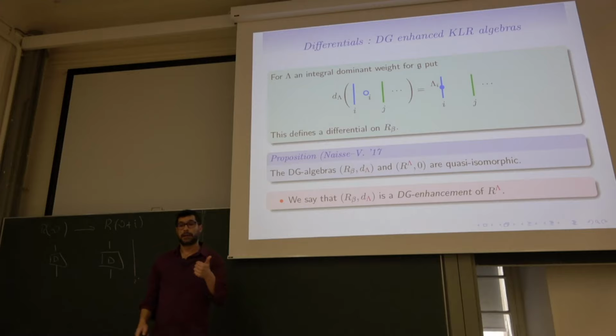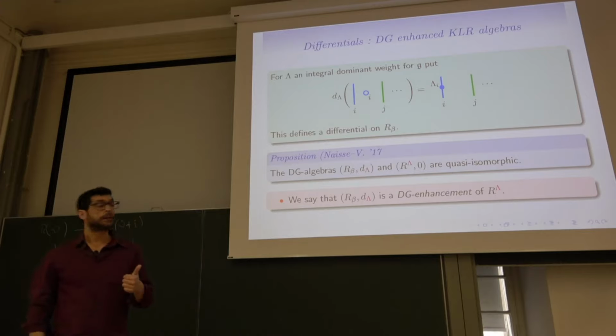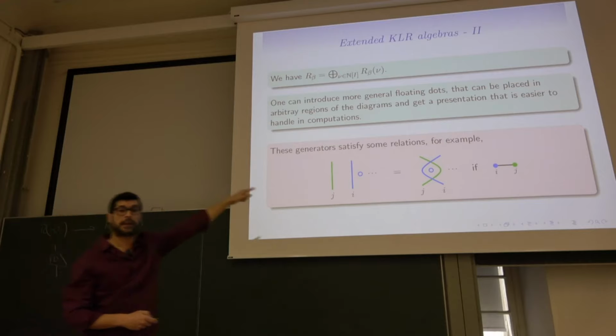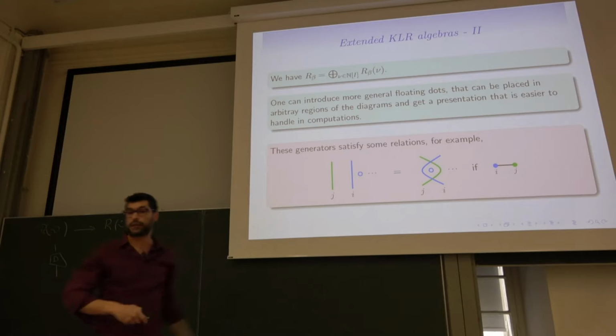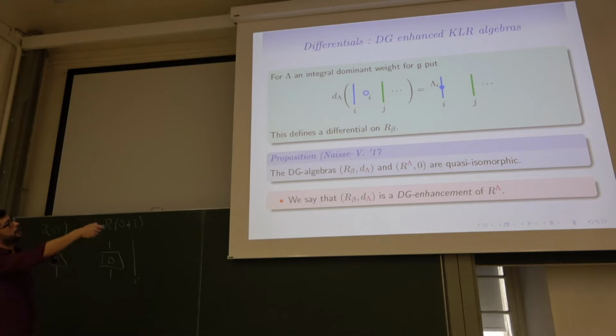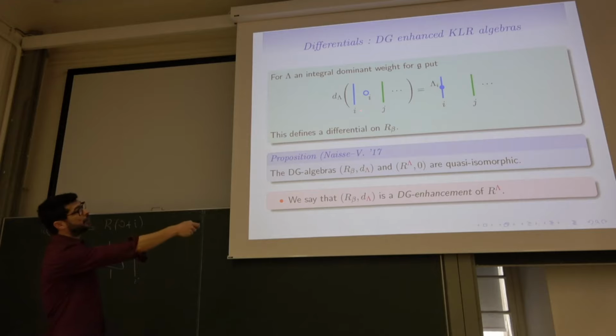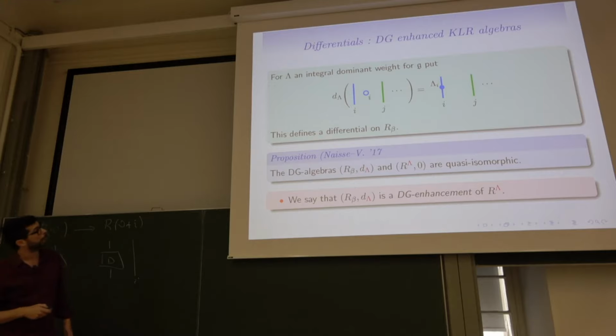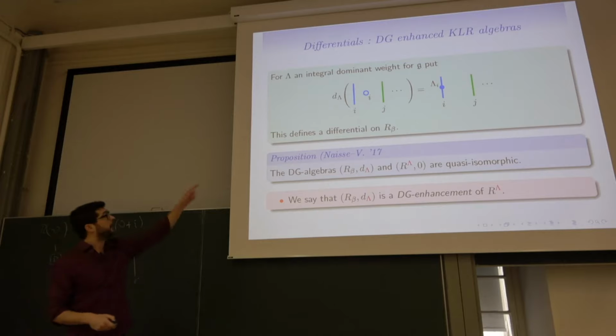Okay. I've been talking about DG enhancement. So here we have an algebra, R beta. But there was a differential. So let me introduce immediately the differential before seeing what this algebra gives us. And for each integral dominant weight, you define a map on this algebra that sends the floating dot to lambda i dots on the strand immediately at its left. So see why the colors have to match. It seems natural from this point of view. And this defines a differential. So we act as 0 everywhere else except on floating dots.